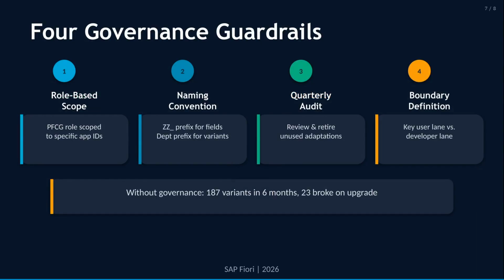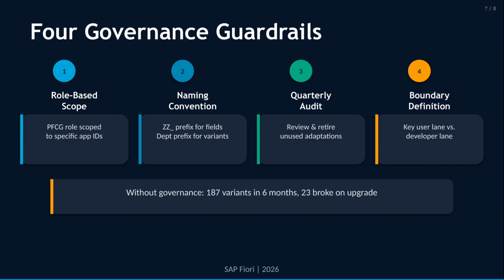Empowerment without governance creates a different kind of chaos. Here are 4 guardrails every organization should enforce. First, define a key user role with limited scope. Use a PFCG role that grants adaptation rights only for specific app IDs and business catalogs, not a blanket adapt-everything permission. Second, require a namespace for app variants and custom fields. Prefix everything with a Z or a namespace so you can distinguish business customizations from delivered content.